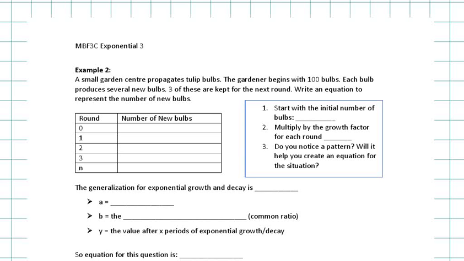A small garden center propagates tulip bulbs. The gardener begins with 100 bulbs. Each bulb produces several new bulbs. 3 of these are kept for the next round. Write an equation to represent the number of new bulbs.